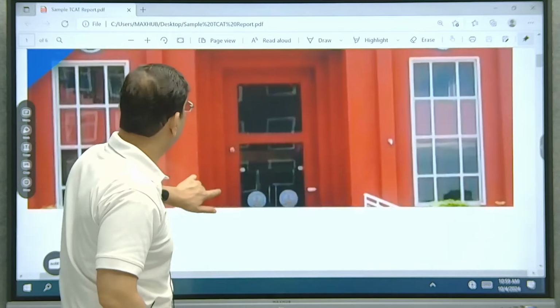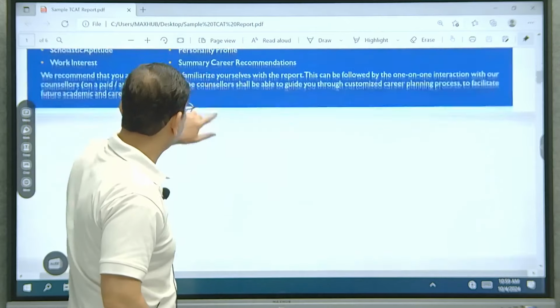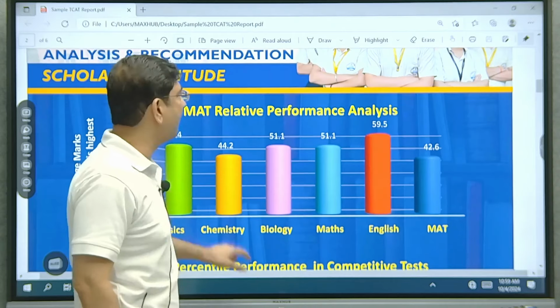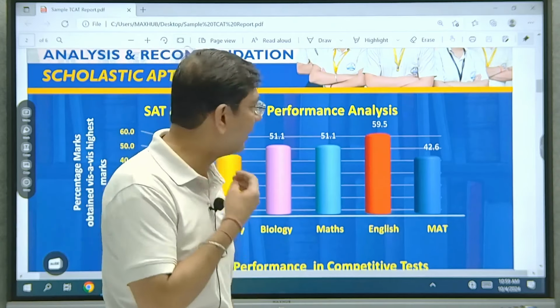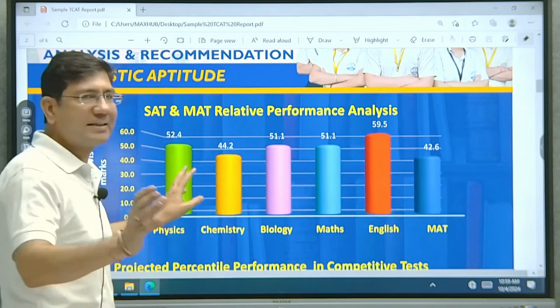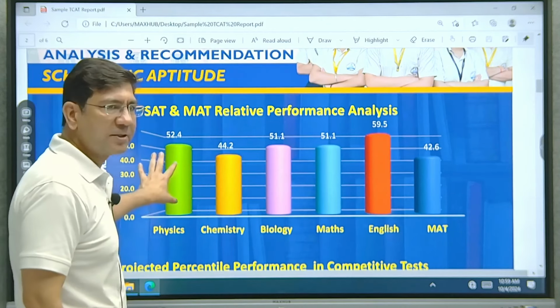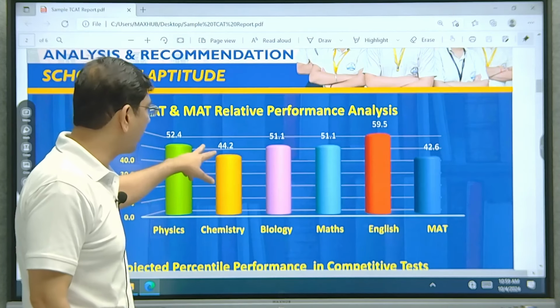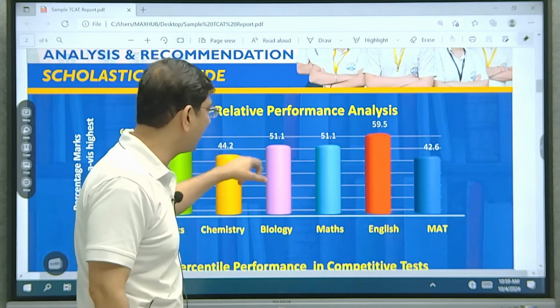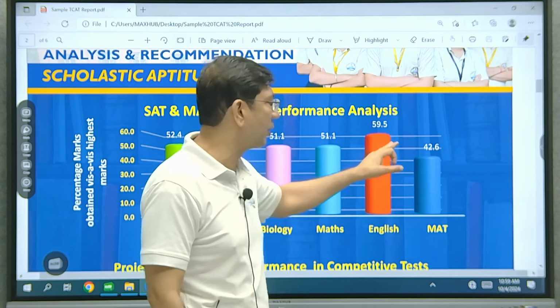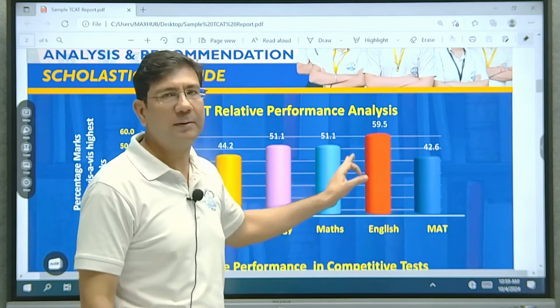The first part of TCAT will be your SAT and MAT relative performance analysis, right? So for example, this child is at 52.4 percentile in physics, 44.2 in chemistry, 51.1 in biology, 51.1 in maths, 59.5 in English and 42.6 in math, mental ability.